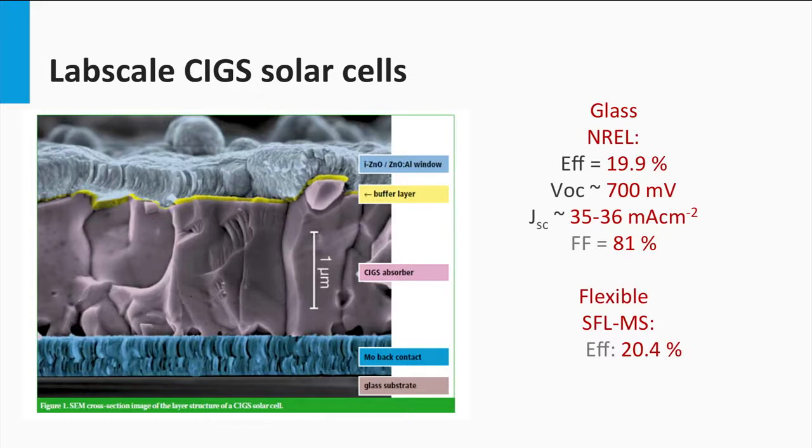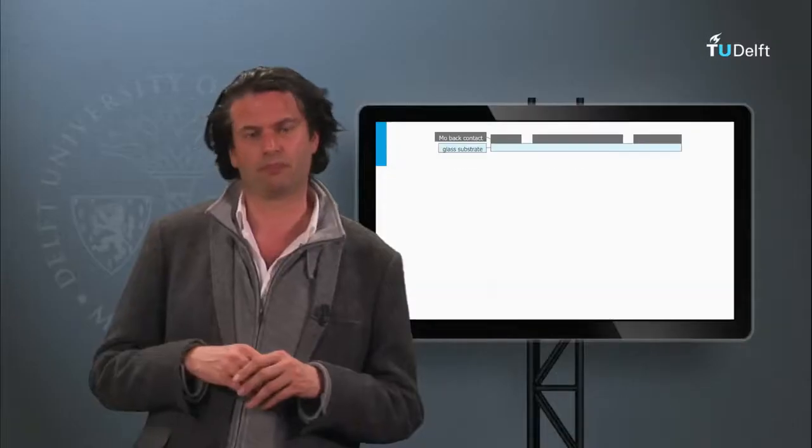The world record on flexible substrate has been obtained at the Swiss Federal Laboratories of Materials Science and Technology. The CIGS cell on a flexible polymer foil resulted in an impressive conversion efficiency of 20.4%.